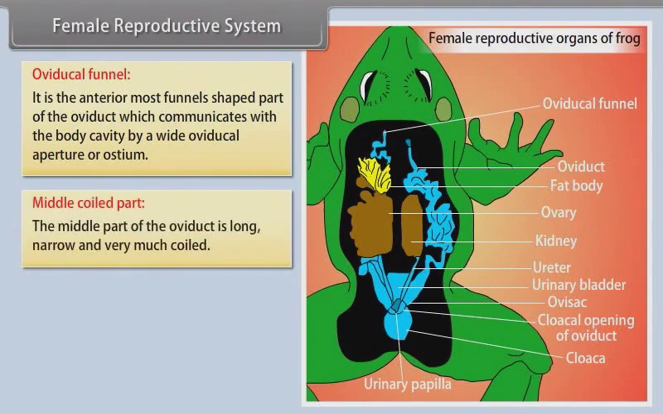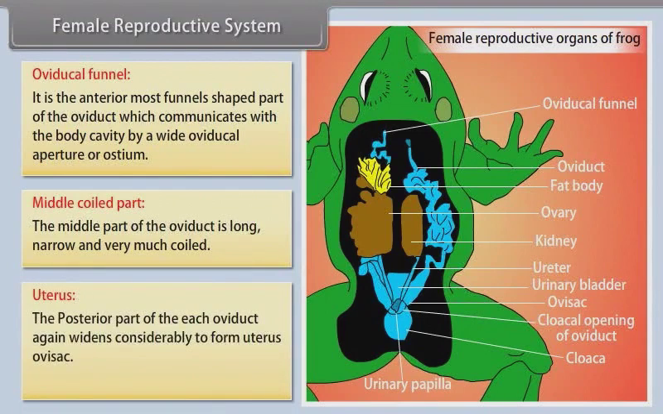The middle part of the oviduct is long, narrow, and very much coiled. Uterus. The posterior part of each oviduct again widens considerably to form uterus or ovisac. The fertilization in frog is external.